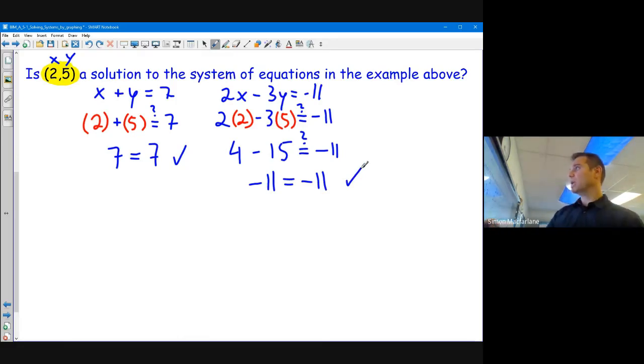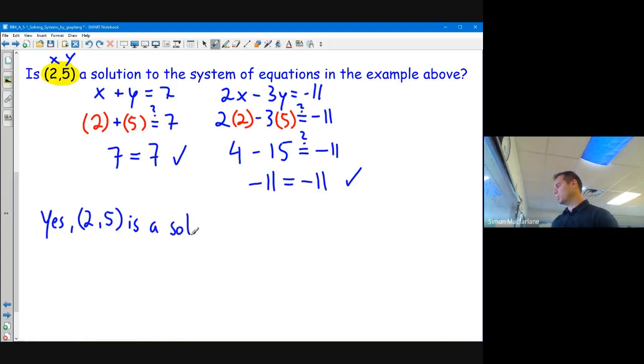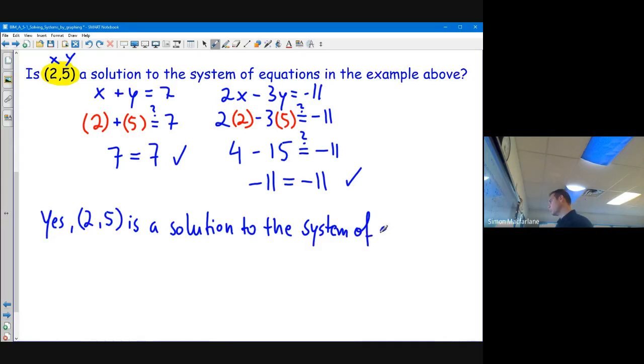That means we can now answer yes. The point (2, 5) is a solution to the system of equations. All right.